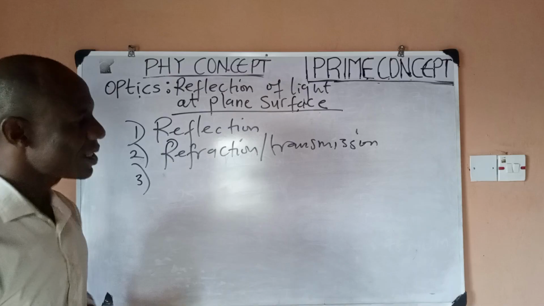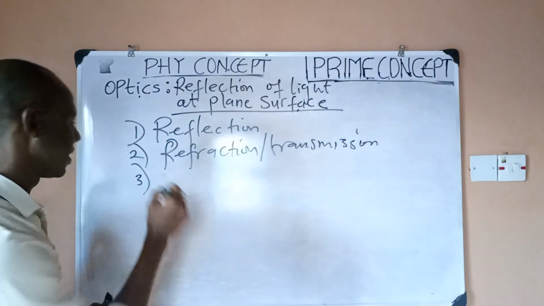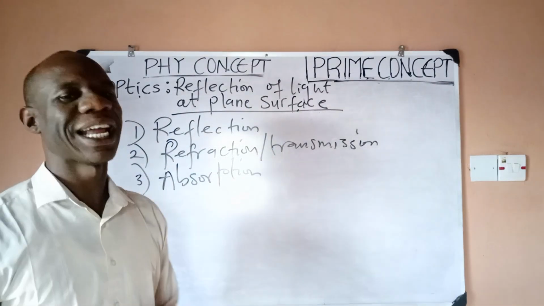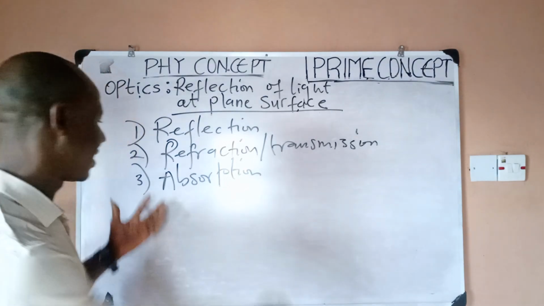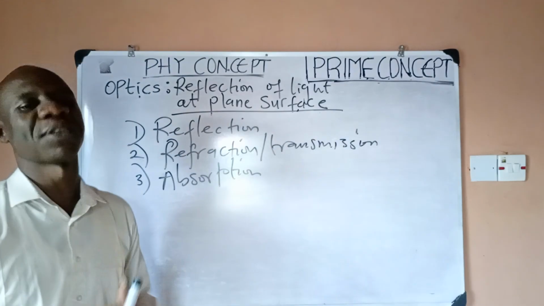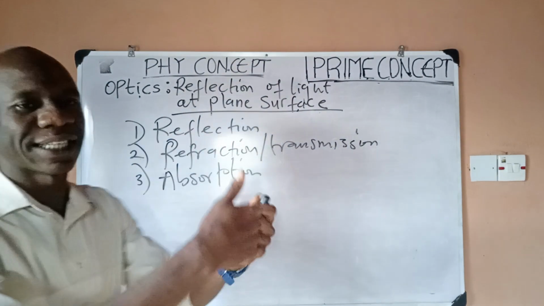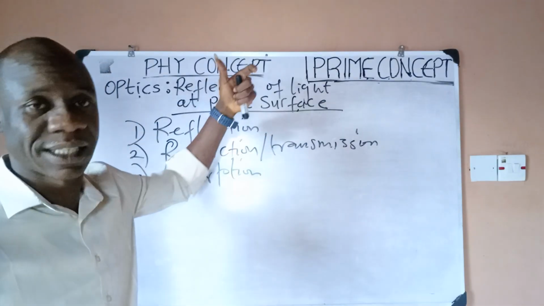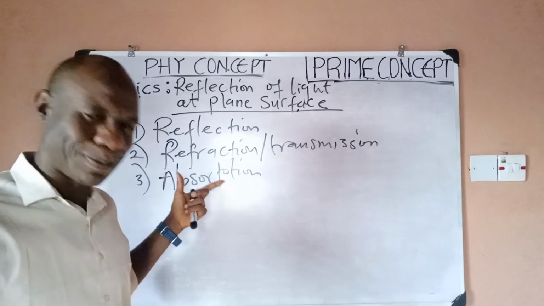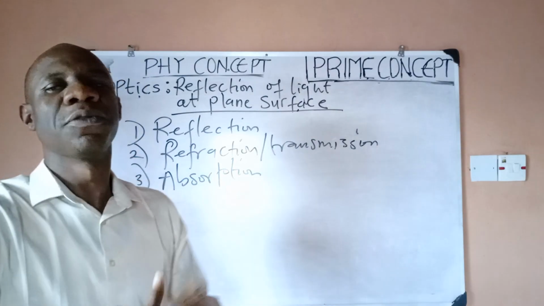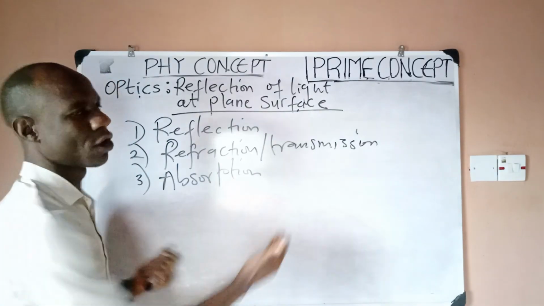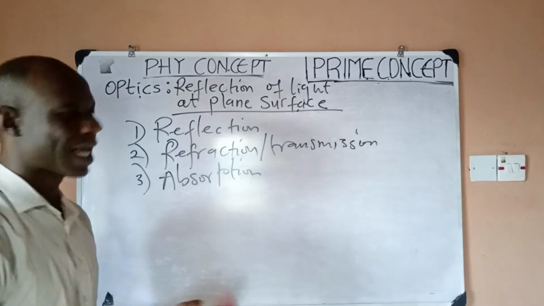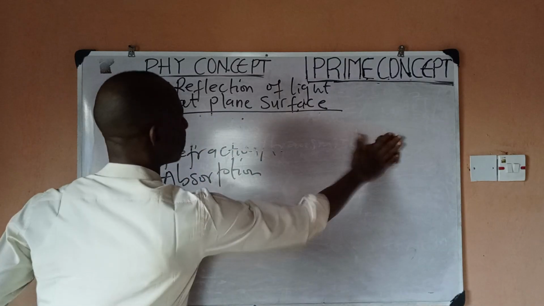Now, the number three thing that can happen to light that is incident on a surface is what you call absorption. This is what we're going to study under thermal physics. Absorption of light, right? So when you flash light on a certain surface, all surfaces would reflect a percentage of that light, and some part of that light would also be absorbed. And there are some surfaces that, when you flash light on them, a good part of that light would be absorbed. You won't see it back and you won't see it coming out from the other side of it, right? So these are three things that would happen to light whenever you make it incident on a surface.